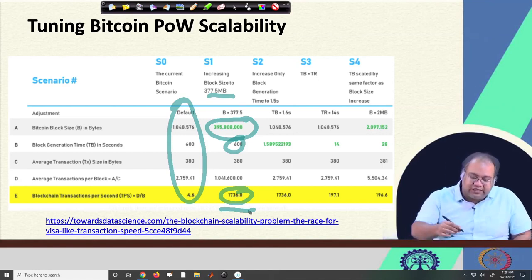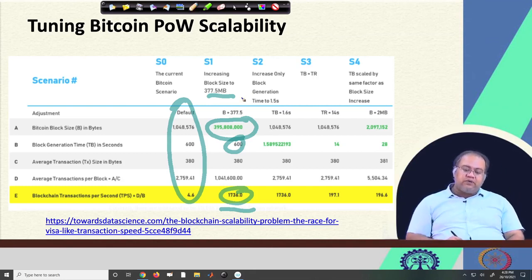Now, we have a problem. So, what is the problem? If you make your block size equal to 377.5 MB, then once a new block gets mined, every peer needs to download 377.5 MB of data. If you are on a slow network where your download speed is possibly a few hundred kbps, downloading 377.5 MB of data is something like a nightmare. It will take a lot of time.